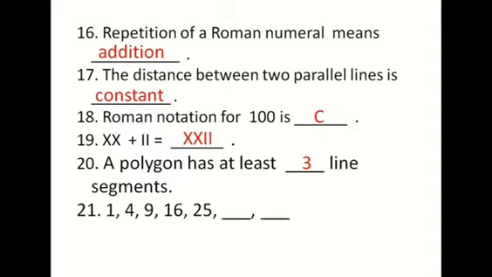21. It is a number pattern. 1, 4, 9, 16, 25. So you have to fill these 2 blank spaces. You can see it's a square of natural numbers. 1 square 1, 2 square 4, 3 square 9, 4 square 16, 5 square 25. So it will be 6 square 36 and then 7 square 49. There are so many. So I have given 1.